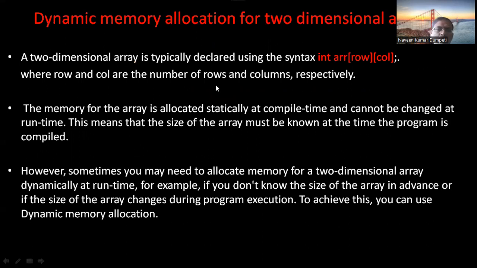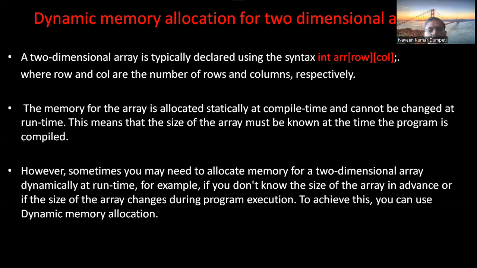So we already know a two-dimensional array is generally declared in this way, where int ARR is the array name, followed by the number of rows and number of columns. But when we declare the array in the traditional, normal way, the memory for this array will be allocated at compile time. So if you want to change it during runtime, it cannot be changed.